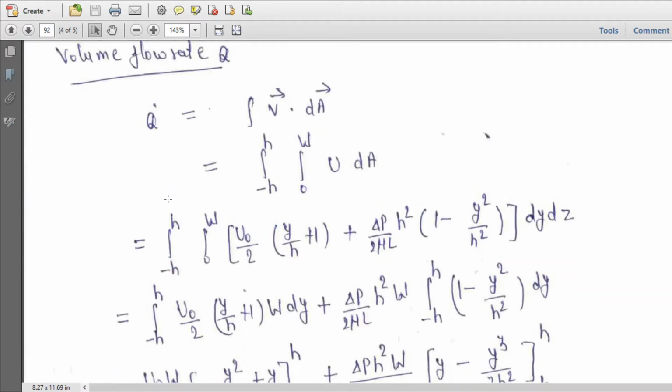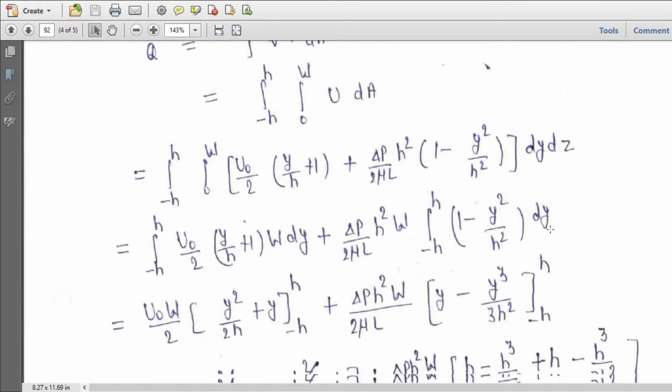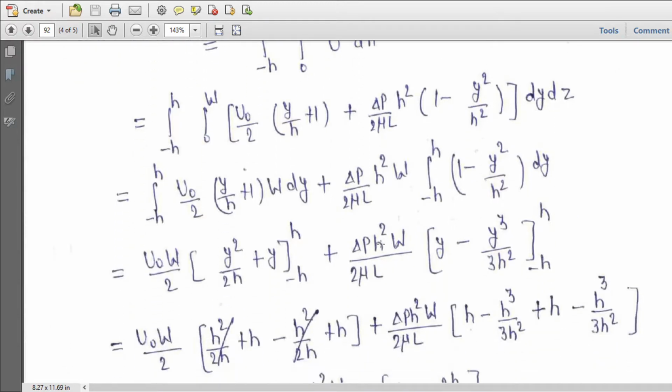Now the volumetric flow rate can be calculated by v dot dA integrated over the entire cross section area. So the area is from minus h to h, 0 to W, U into dA. We have the expression of U, so this whole is the expression of U. dA is dy times dz. You can integrate this term.